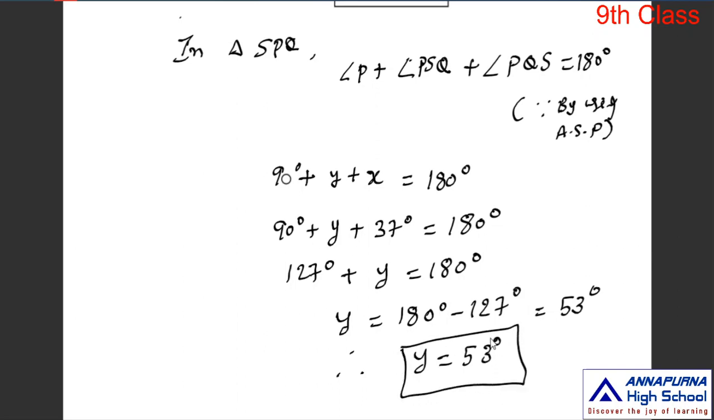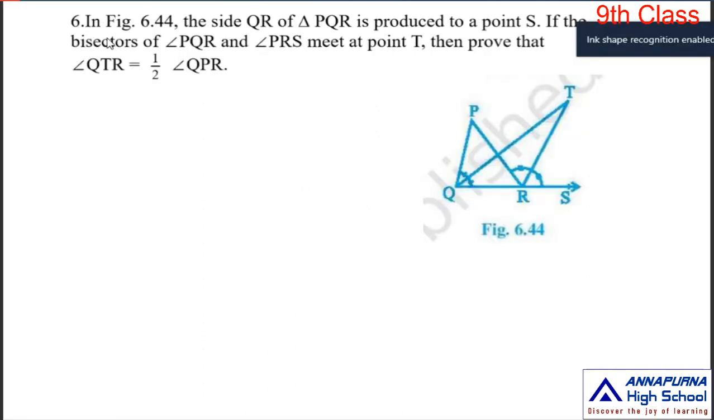This is the fifth problem. Next, sixth problem. In figure 6.44, the side QR of the triangle PQR is produced to a point S. If the bisectors of angle PQR and angle PRS meet at a point T, then we have to prove that angle QTR is equal to half of angle QPR.